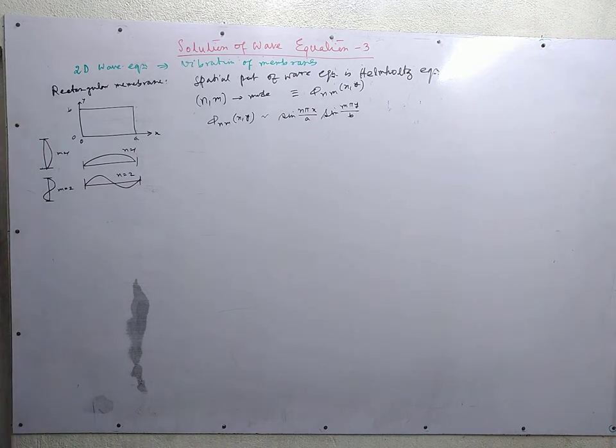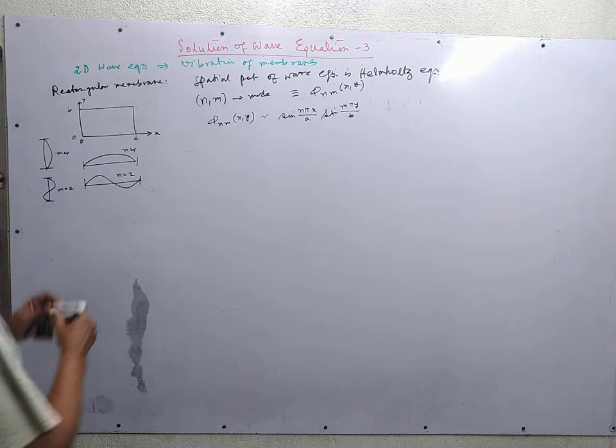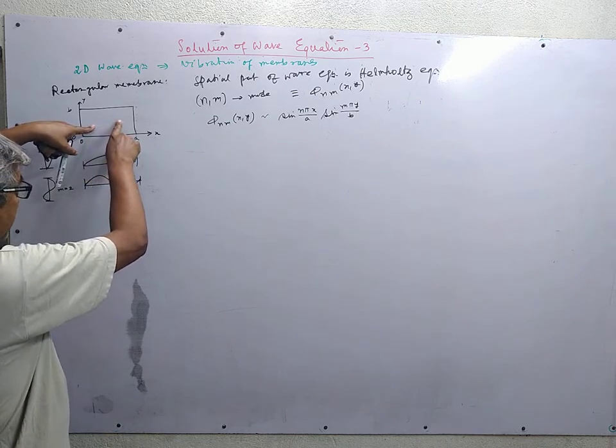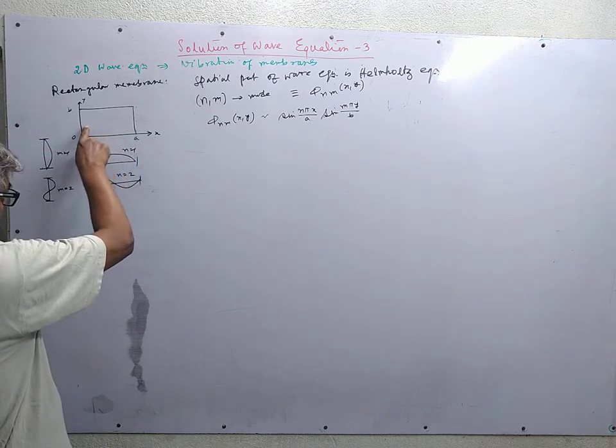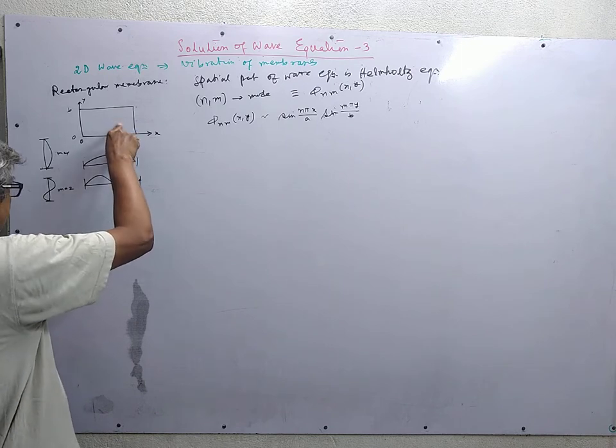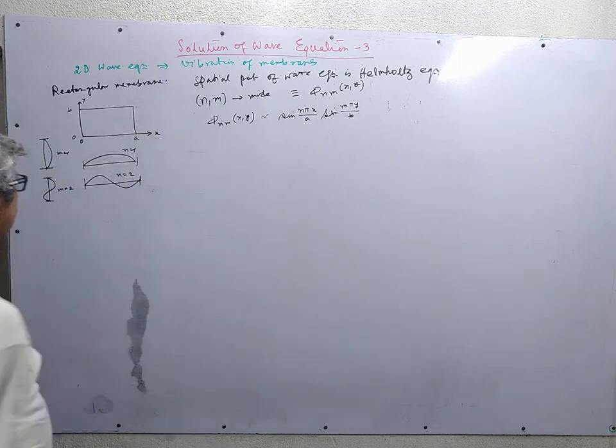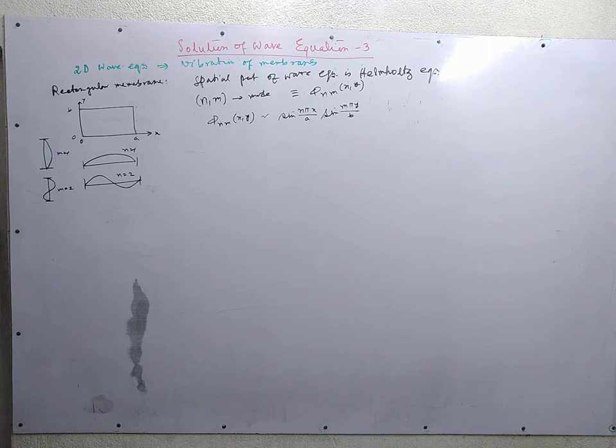We'll see that for n is equal to 1, the entire membrane along the x direction has either positive displacement or negative displacement. Similarly, for m is equal to 1, the entire membrane along y direction has the same displacement, that is, they are all in phase.